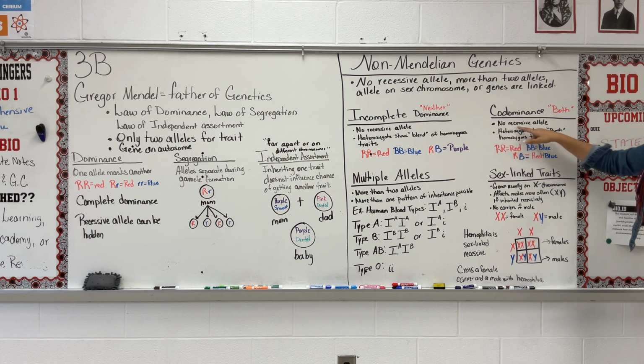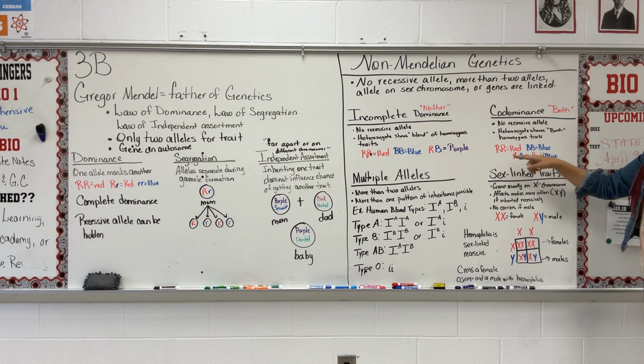Now when I get over to codominance, my heterozygote should show both traits of the homozygous. So again, there is no recessive allele because both alleles are indeed dominant. So both dominant, codominance, that's what that means. And the heterozygote is going to show that because a dominant trait is going to be expressed. Again, with the homozygotes, if I have two red alleles, I'm going to show red. If I have two blue alleles, I'm going to show blue. But in this case, with the heterozygote, if there's one red and one blue, then my phenotype is going to be red and blue. I'm going to see both of those homozygous traits being expressed.